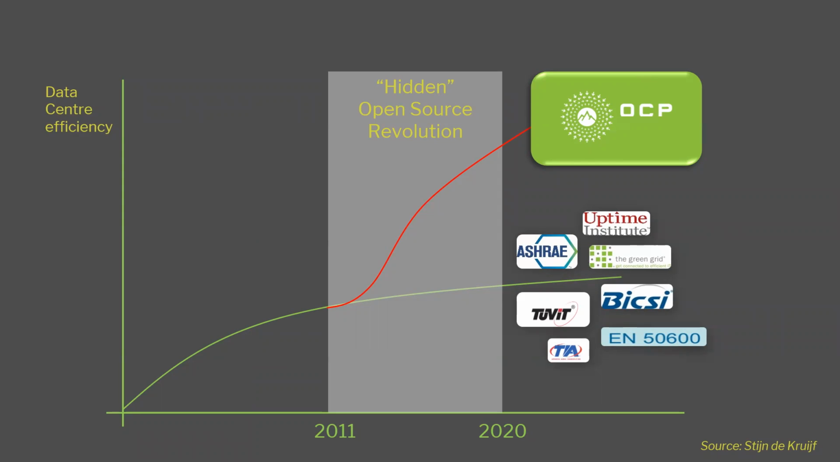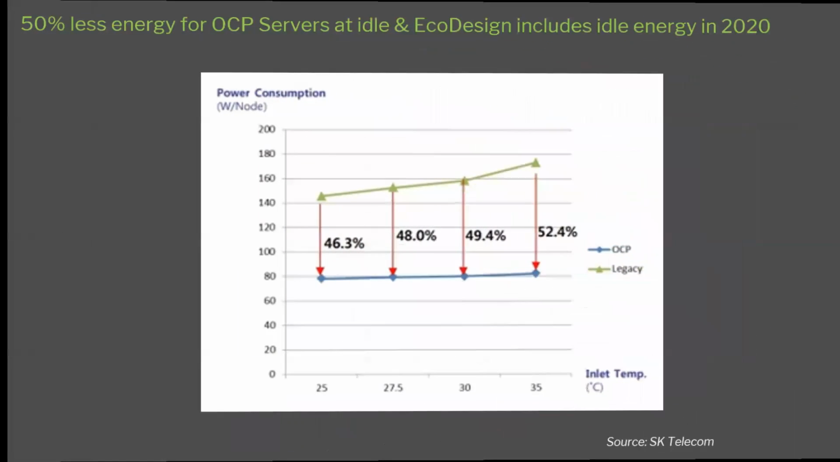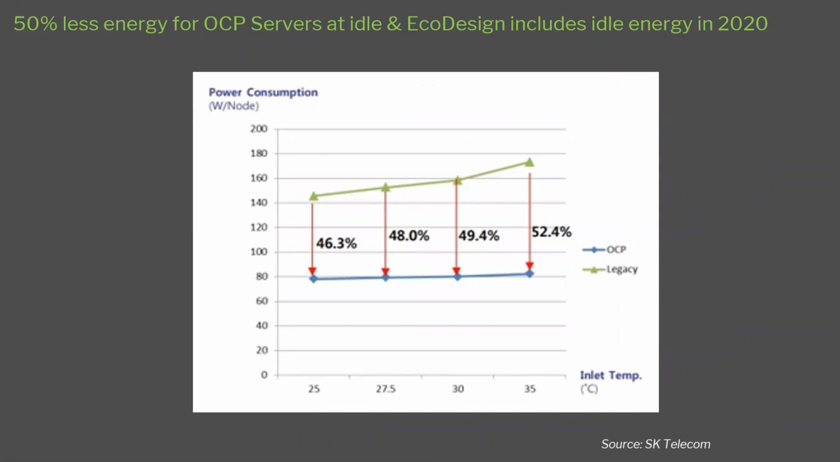It was driven by the users. And there you've got a comparison in terms of efficiency between open source, the OCP, and the traditional standards that the industry's been using for the past 20, 30 years. Just a few of the things where there's improvements. The typical server at low utilization, an open source server using 50% less energy.